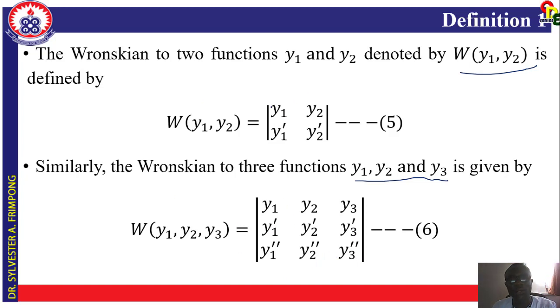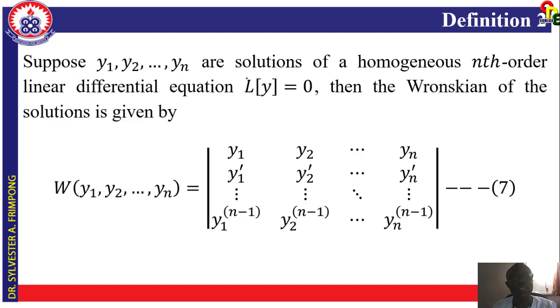So if you check the order, you realize that to find a determinant of a matrix, you need a square matrix. With two functions, we pick y1, y2, and their derivatives. But if you pick three functions, you need a 3 by 3 matrix, so you have to differentiate twice. So y1, y2, y3, the first derivative for all of them, and the second derivative. It continues like that. If you have 4, it goes on and on.